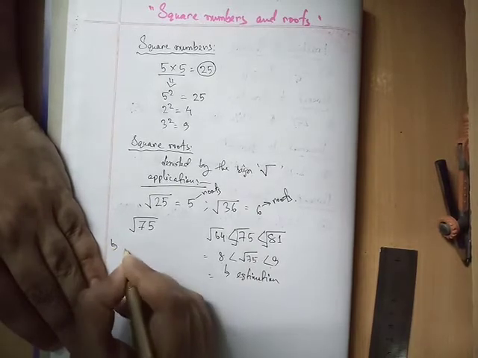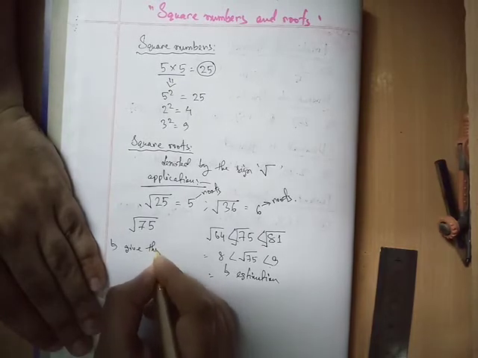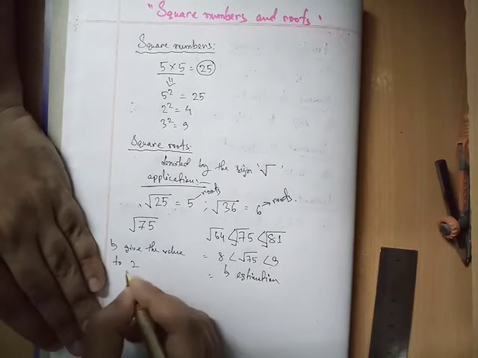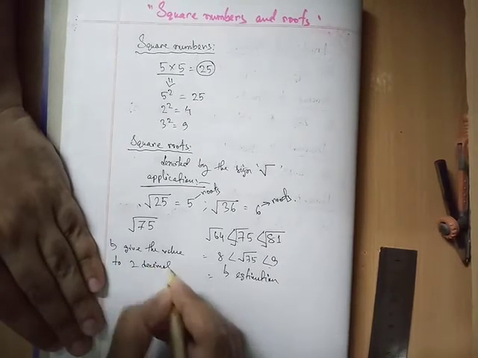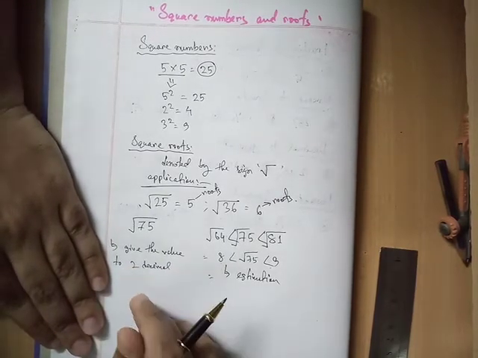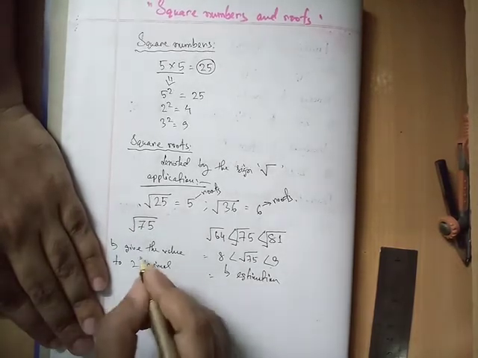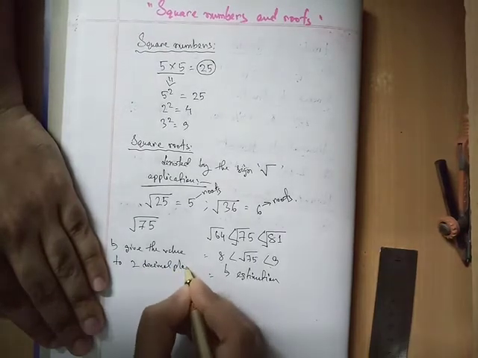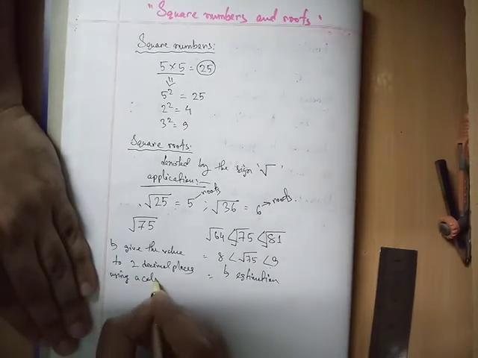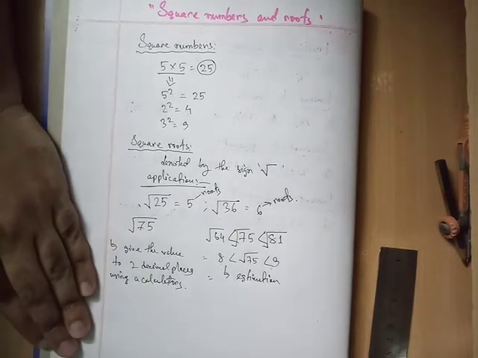Now the questionnaire will ask you to give the exact value. So the second part of this question will be: give the value to 2 decimal places. Well, it can vary. The questionnaire may ask you to give the value to 3 decimal places, 4 decimal places, even 1 decimal place. So give the value to 2 decimal places using a calculator, because we cannot find the value without using a calculator.